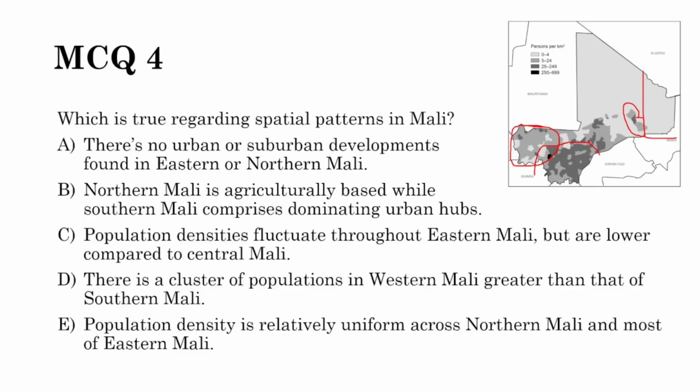E, population density is relatively uniform across northern Mali and most of eastern Mali, and that is correct as well. We see that consistent shading in northern Mali for most part is just the same shading, so the same population density, and for most of eastern Mali as well. So that's going to make E the correct answer here.